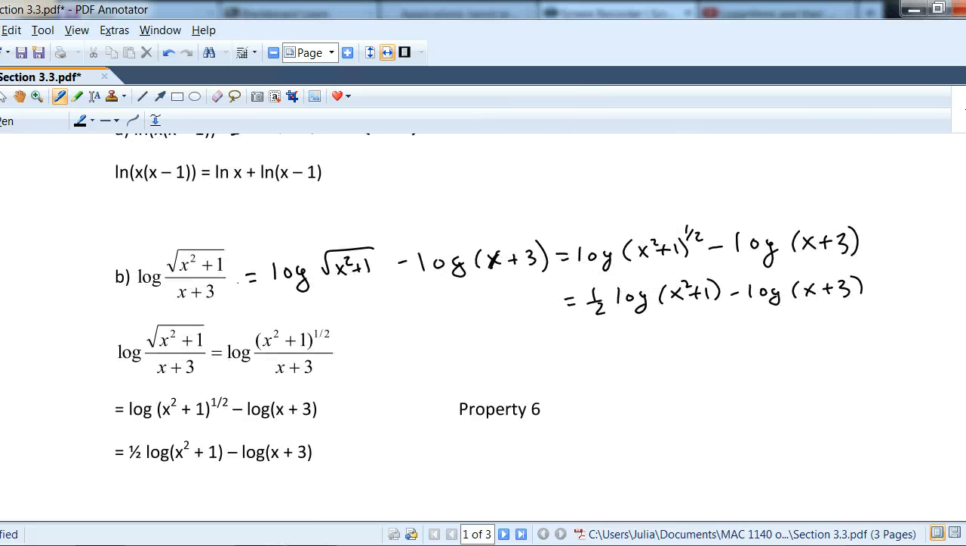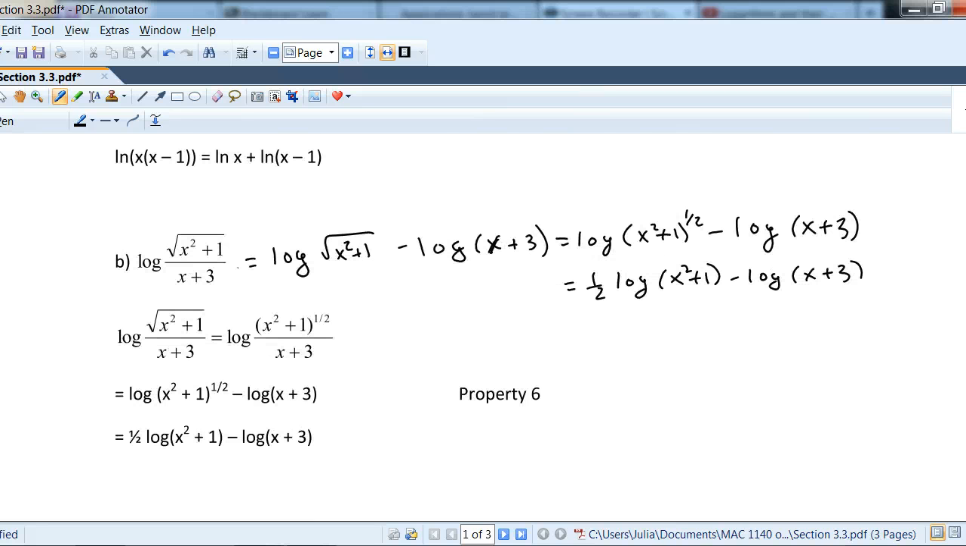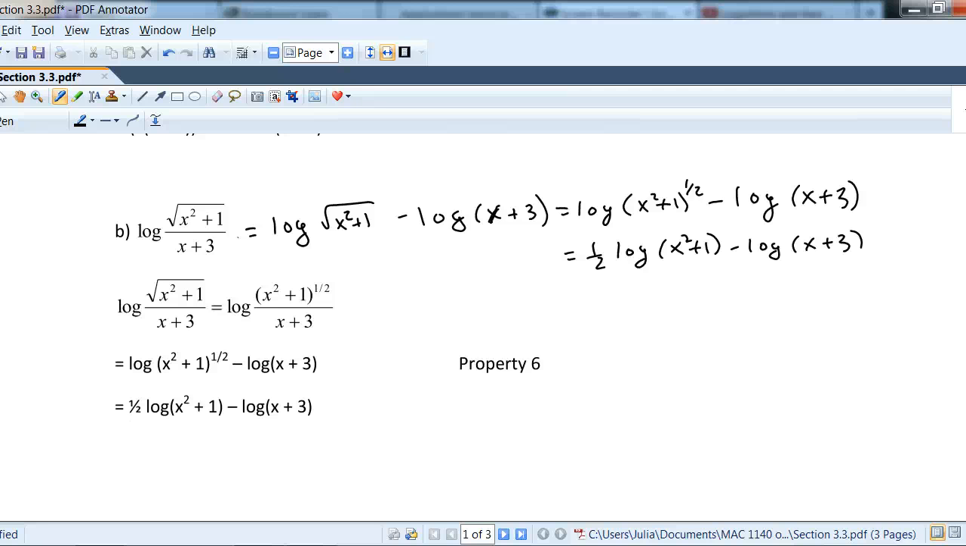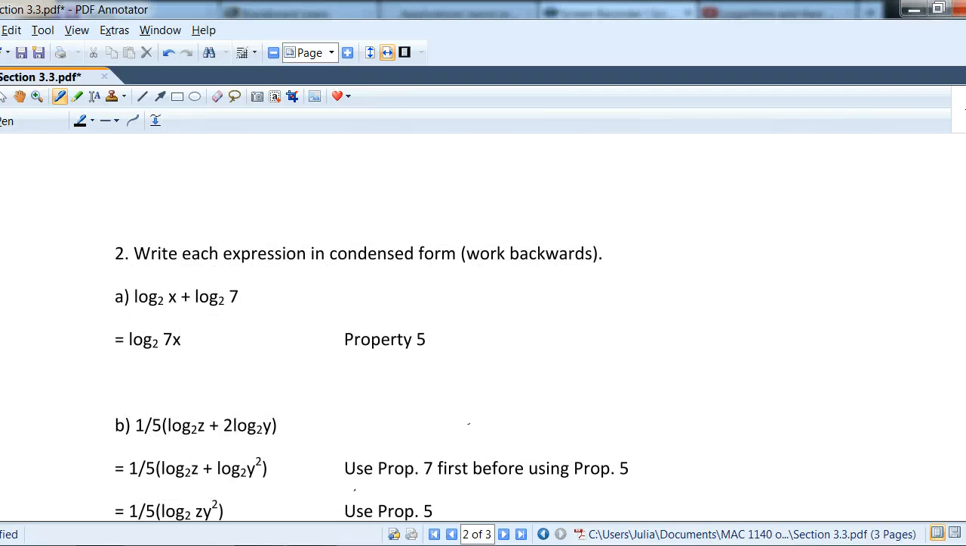So you use several properties here. Mainly we use the one with the subtraction, and then the one with the exponents. Okay, so then you can work backwards. What if you're trying to write it in the condensed form? Sometimes you want to make it a single logarithm. Well, if we have log base 2 of x plus log base 2 of 7, that becomes log base 2 of 7 times x, or 7x.